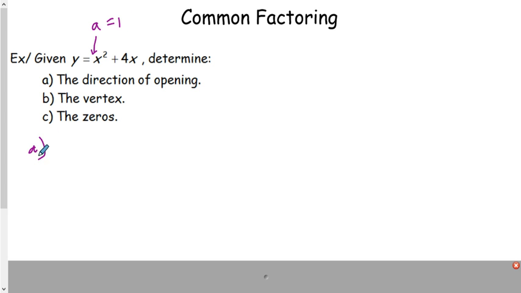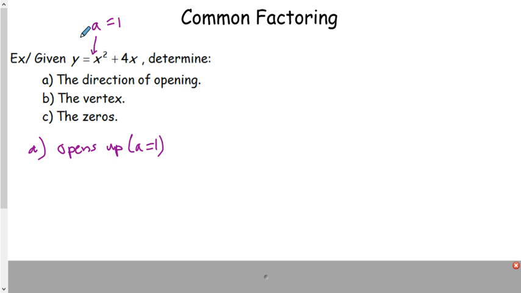So we'll say for question A, what's the direction of opening? Well, it opens up, and we know that because a value equals 1. It's a positive number. It being a positive number tells us that it opens up. If it was a negative number, it would be opening down.